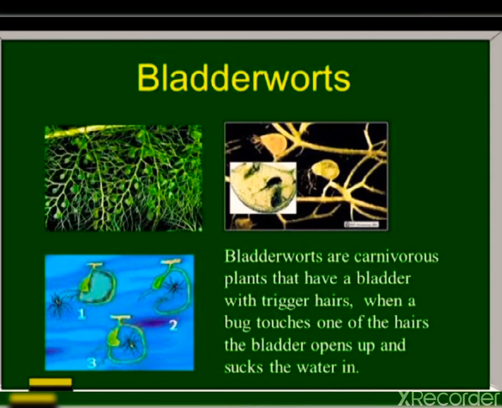Okay, and they have hairs. So what happens? As soon as the bug or insect touches the hair, the bladder automatically opens up, and it sucks the bug or insect inside it. So this is all about modification of leaves in insectivorous plants.